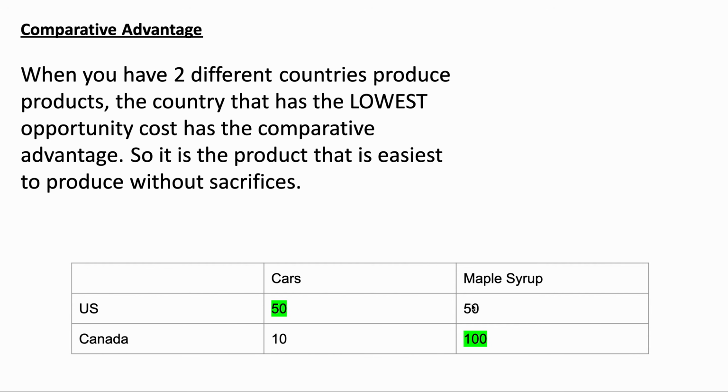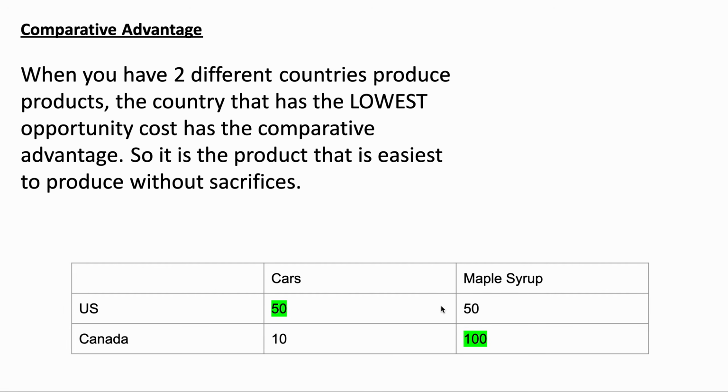So the simple way of calculating it is, if we're calculating the opportunity cost of the United States producing a car, we take maple syrup, which is 50, and divide it by the amount of cars. So 50 divided by 50 is 1. So the opportunity cost here is 1. Then let's calculate the opportunity cost of Canada. They can produce 10 cars and 100 maple syrups. So let's do the same formula we did just there. Take 100, divide it by 10. Boom, our opportunity cost is 10. For each car we produce, we lose or gain 10 maple syrups. So that's how we can calculate opportunity cost.